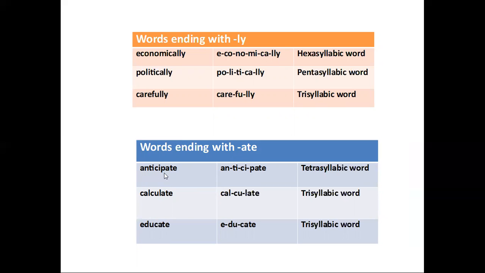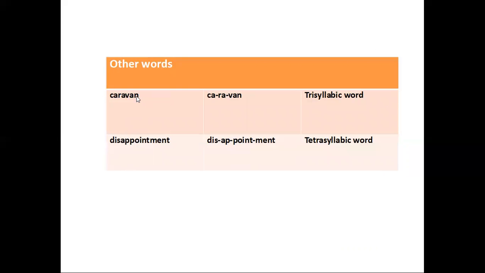For example, anticipate, calculate, educate. Anticipate, tetrasyllabic word. Calculate, trisyllabic word. Educate, trisyllabic word. So these words ending with ate. Anticipate, calculate, educate. Now we are having some other words. Caravan, trisyllabic word. Disappointment, tetrasyllabic word.